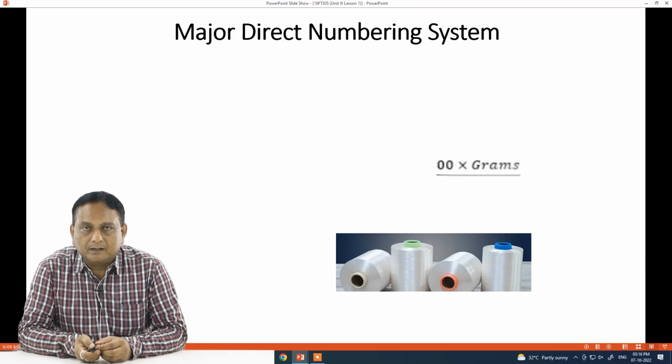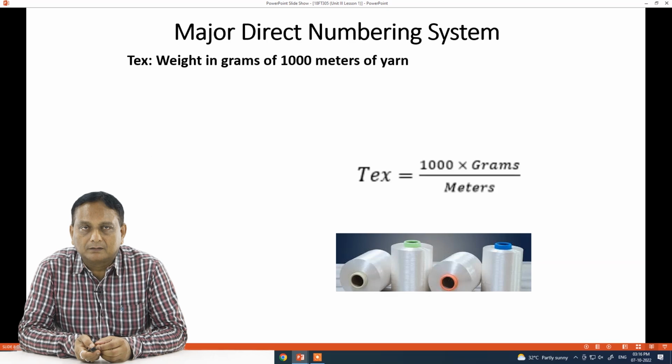Now the second system is called Tex. Tex is nothing but 1000 into grams divided by meters. This is again used for some polyester filament yarn or nylon yarn. So Tex means what? It is the weight in grams of 1000 meters of yarn.